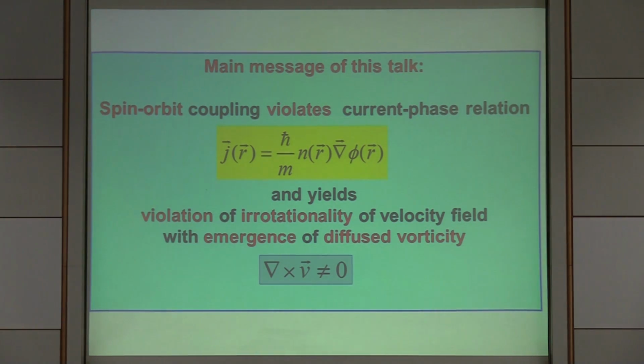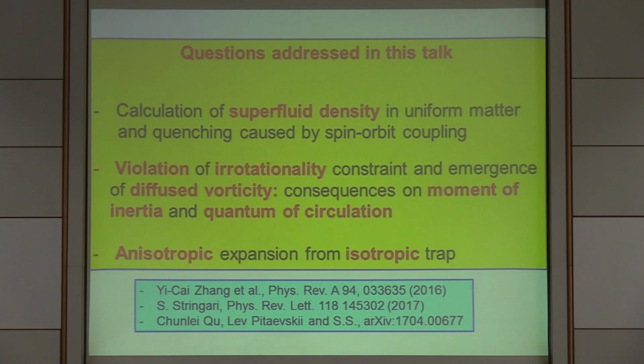The main point that I would like to make in this presentation is that in the presence of spin-orbit coupling, the usual relationship between the current and the gradient of the phase is violated, and this yields a violation of irrotationality and the emergence, in some cases that I will discuss, of diffused vorticity. This is the key point that I would like to present in this discussion.